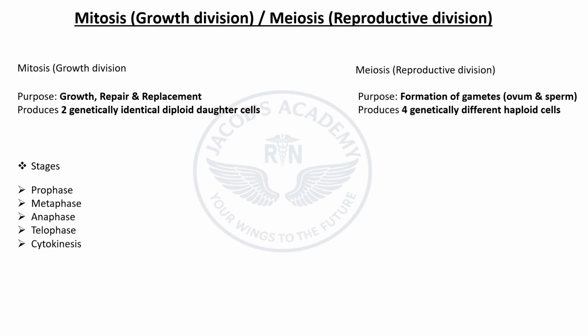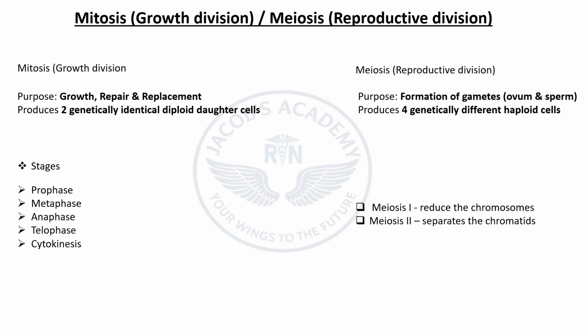And next coming to meiosis, which means reproductive division. It's a type of cell division that takes place in reproductive organs to form gametes. It means the sperm in males and the ovum in females. In meiosis, one parent cell divides twice to produce 4 genetically different daughter cells, each with half the number of chromosomes.